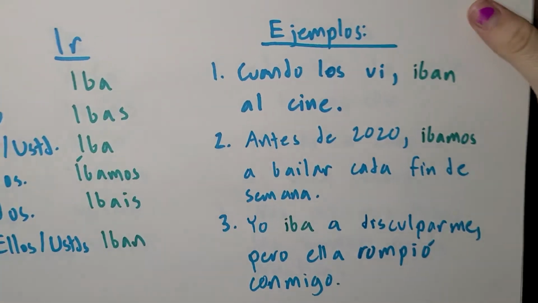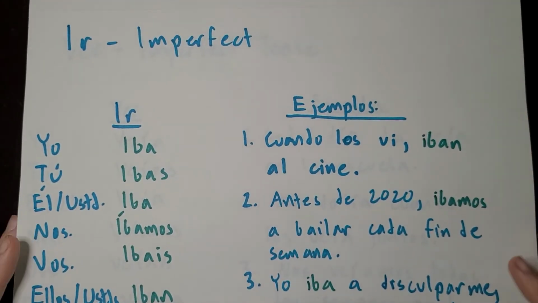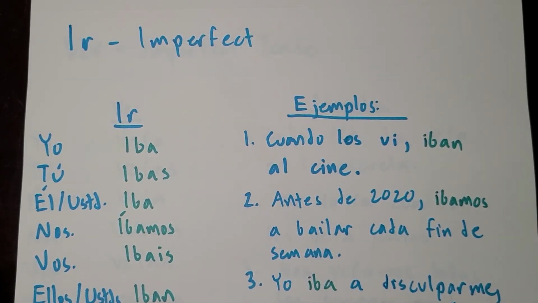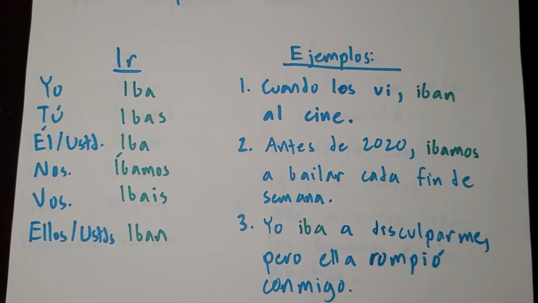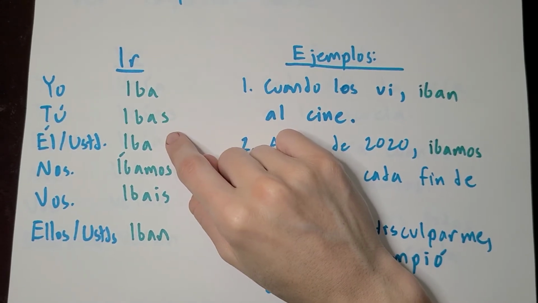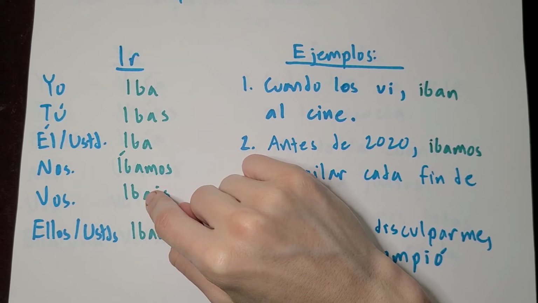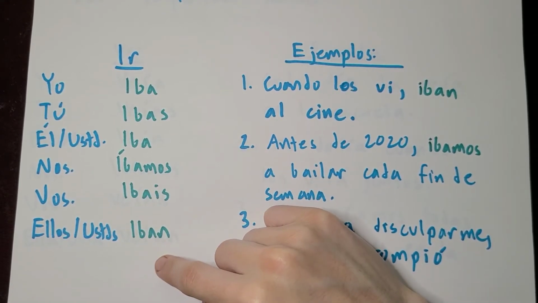All right. Ir. Ir means to go. This is super useful. I actually gave you this one in the past video because it's extremely useful. Let's look at it again. Yo iba. Tú ibas. Él iba. Nosotros íbamos. Vosotros ibais. Ellos iban.